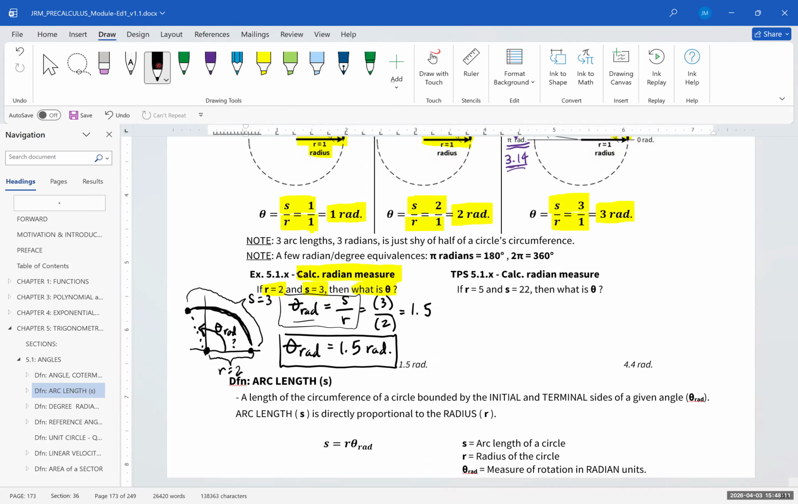Okay, so here's a think pair share. This is where, if we were in a classroom, I'd have you work together, and after a few minutes we'd share our answers. So go ahead now and pause the video, see if you can do it, and then resume if you need some help.